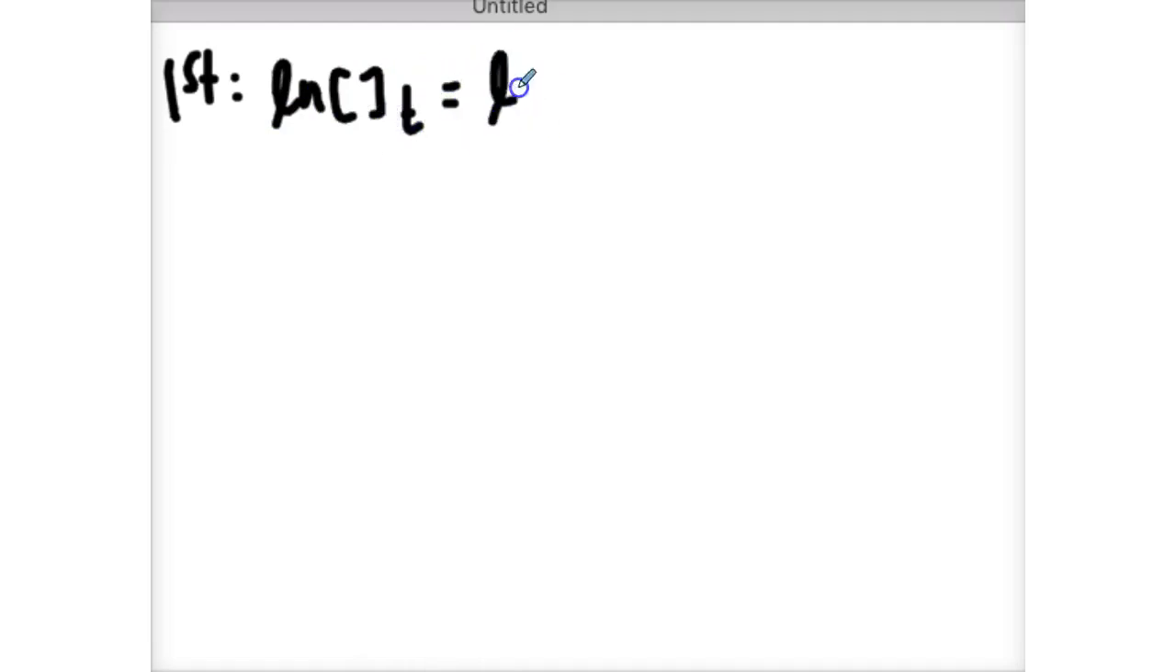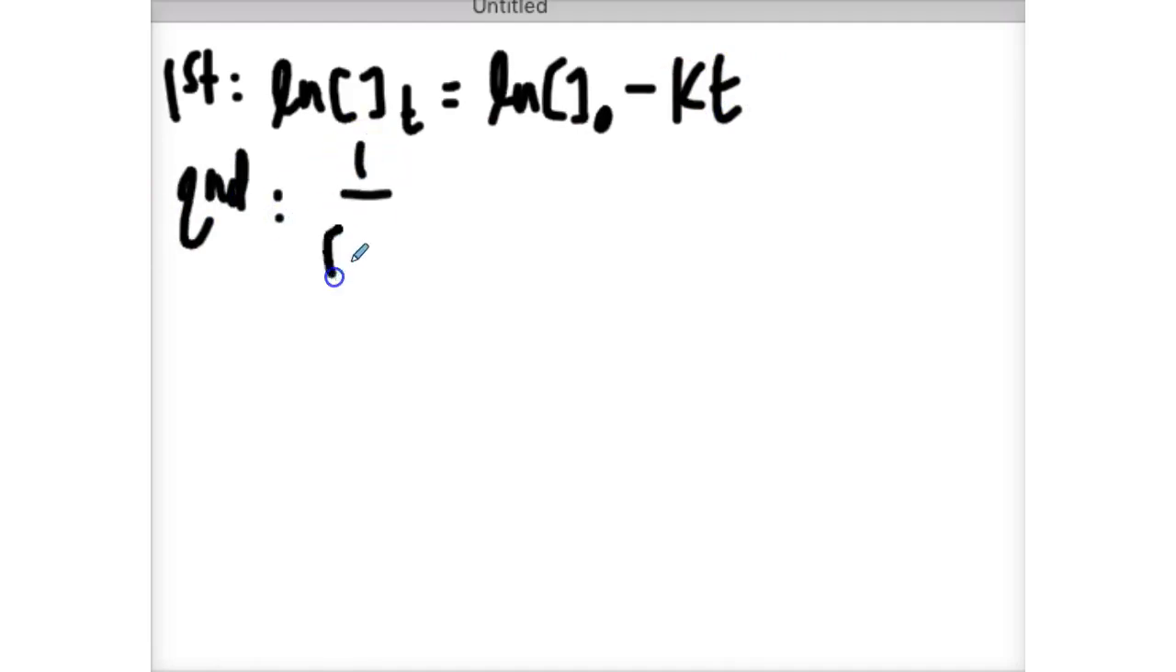So just to give you a little recap, if we have a first order reaction, we have the natural log of the concentration at a certain time is equal to natural log of the initial concentration, minus kT. Second order is the same thing, it's just 1 over the concentration, so we don't have a natural log. And then 1 over the initial concentration plus kT.